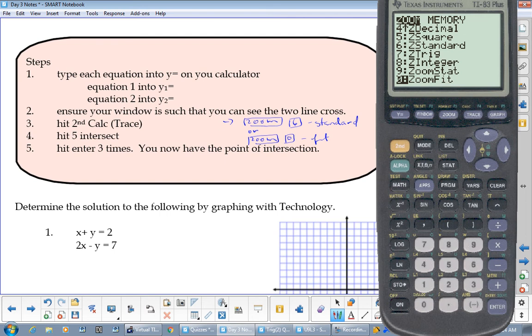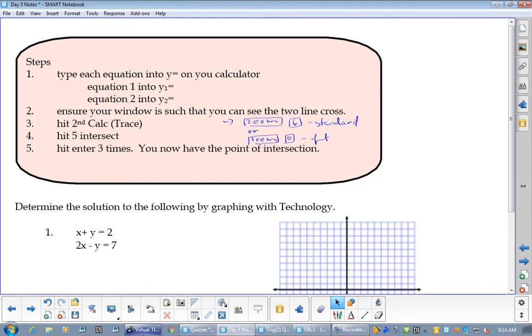Now the second calc trace, we don't need. Oh yeah, sorry. Second calc, and the intersect button is the huge button. Then you've got to get your spider close, because sometimes you'll have two intersects. When would you have two intersects? Something like this. If I graphed a quadratic, and then I graphed a line, do you see there's two answers?